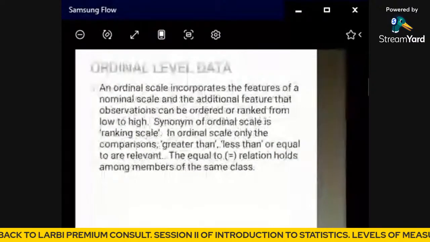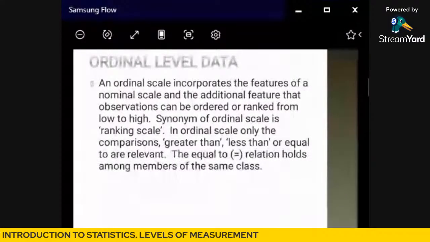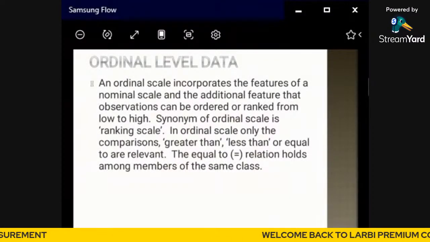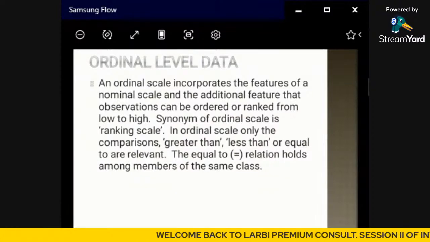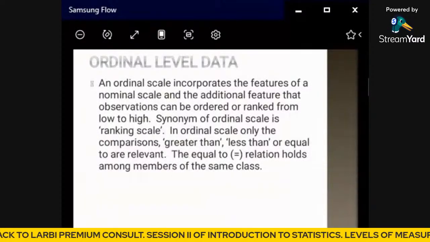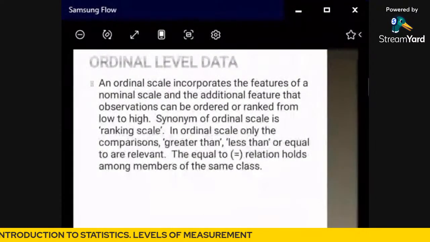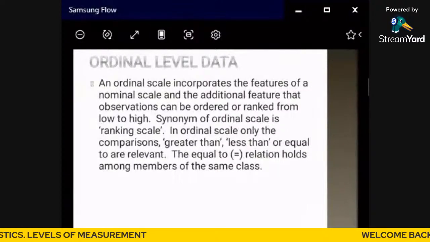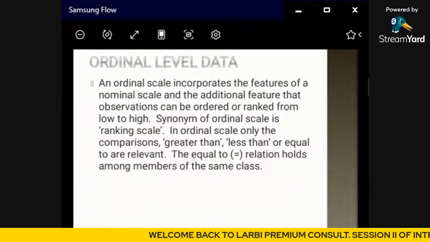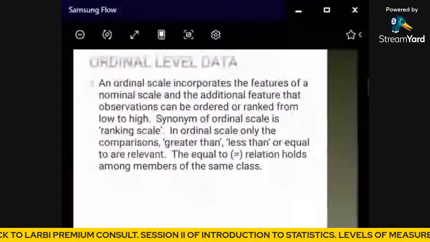When it comes to the ordinal level, actually the ordinal level incorporates all the features and characteristics of the nominal level, with the exception that with the nominal level, data cannot be ranked or ordered. That is the problem that the ordinal level actually solves. It takes into account the limitation where data cannot be ranked in the nominal level of measurement. I hope you are following. So with the ordinal level of measuring data, the only feature that is added is that data can be ranked or ordered, from high to low or low to high.